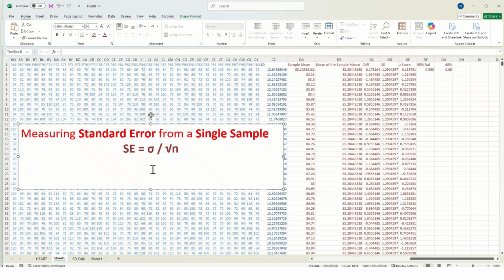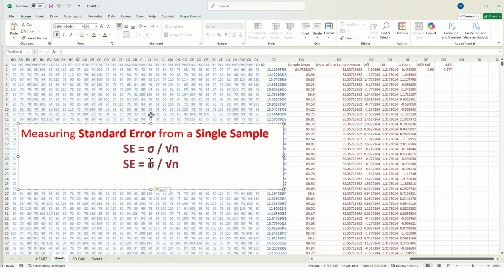Then the formula would look something like this. Make it a little bigger. Standard error equals the standard deviation of the sample divided by the square root of n.